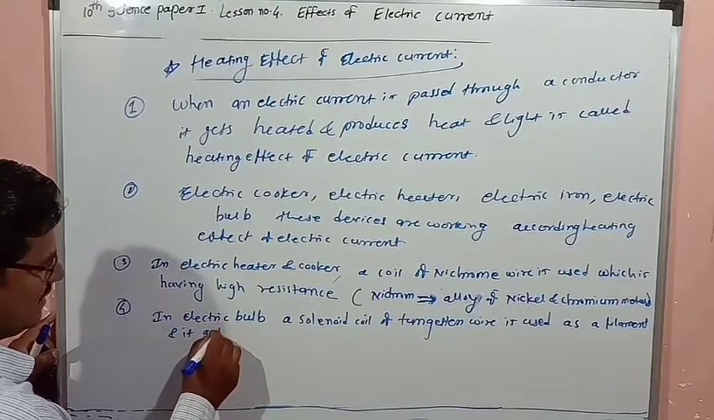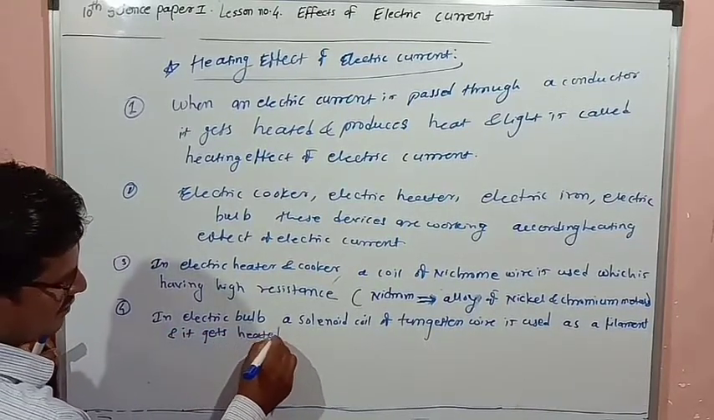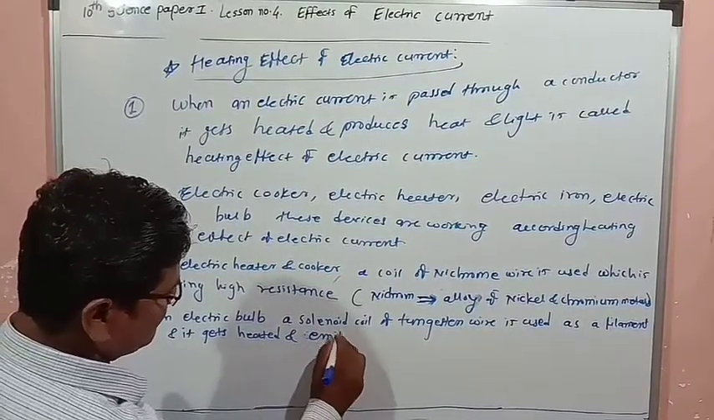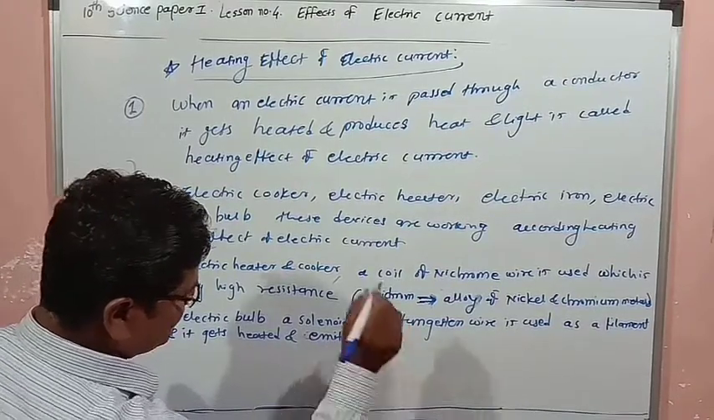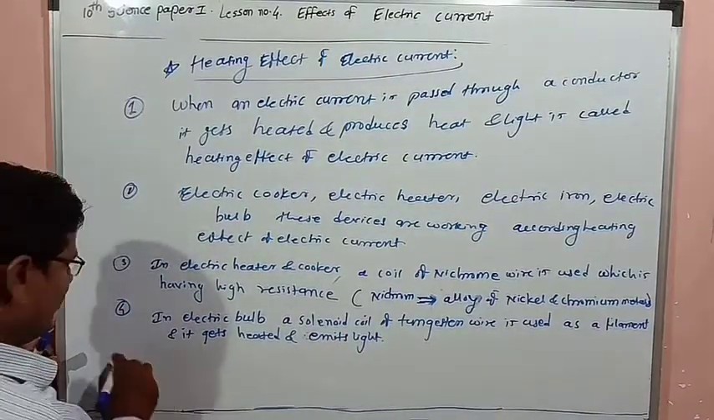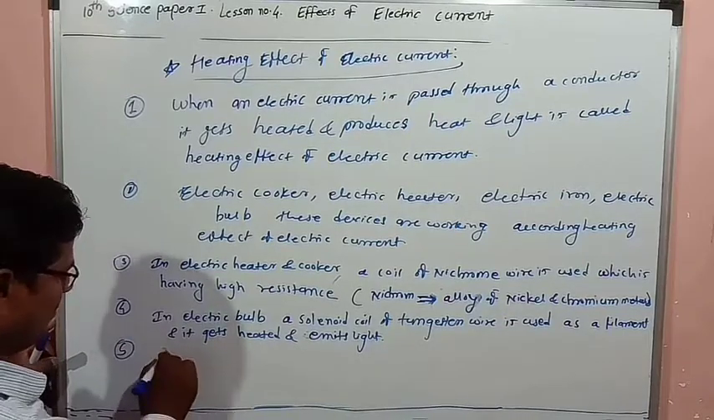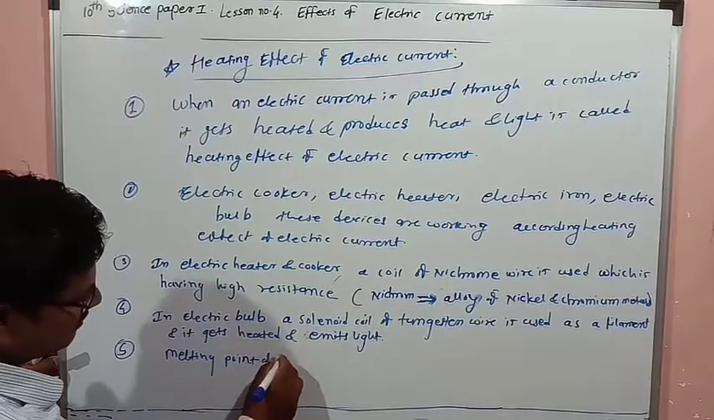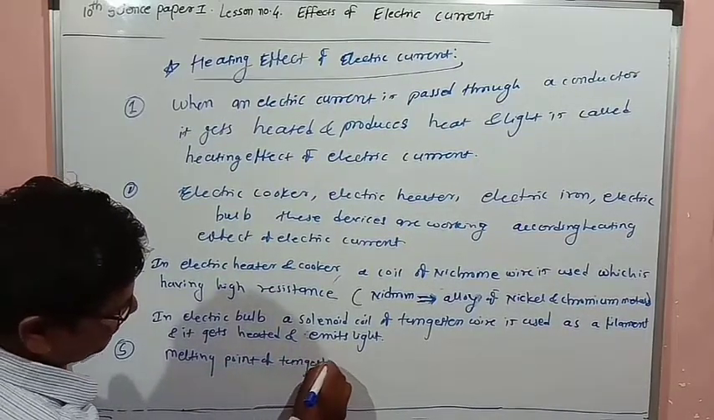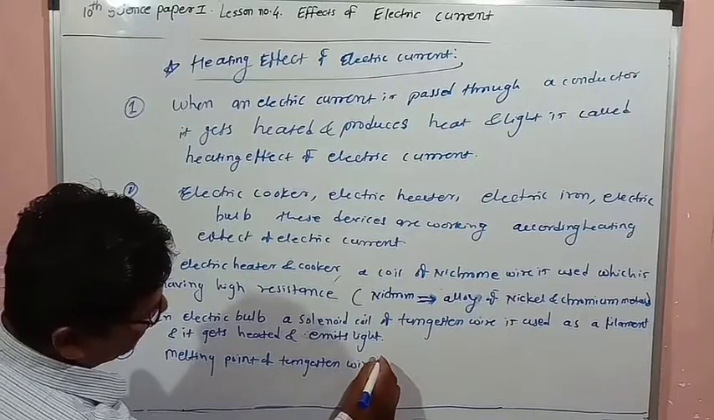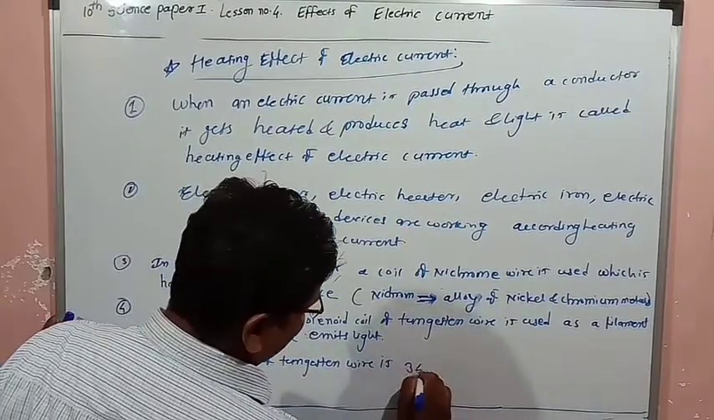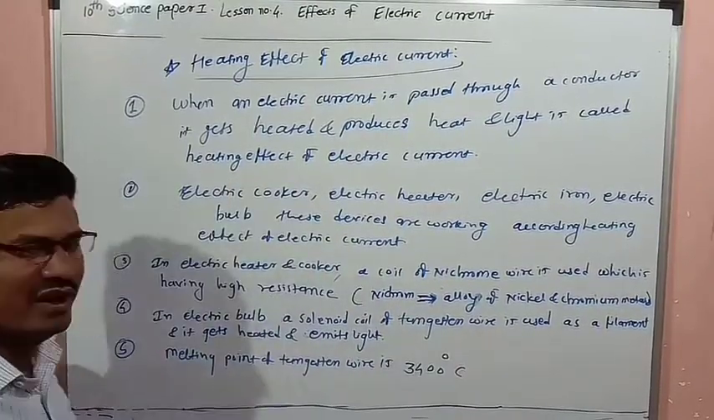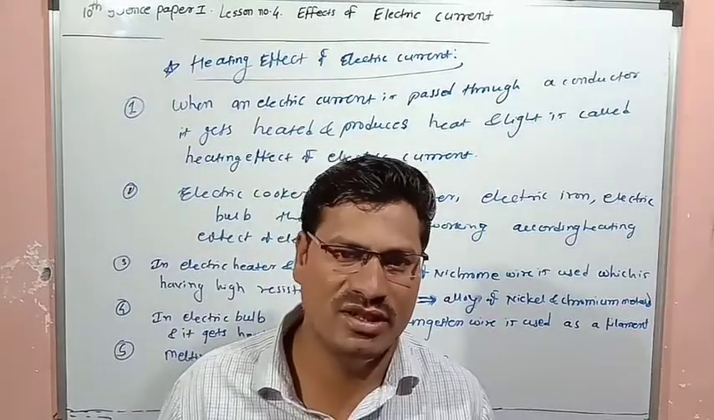It gets heated and emits light. And the important thing is the melting point of tungsten wire is 3400 degrees Celsius. And at this much temperature it is melting.